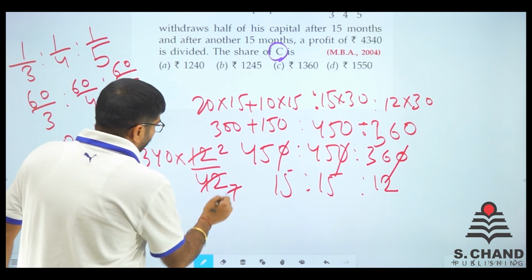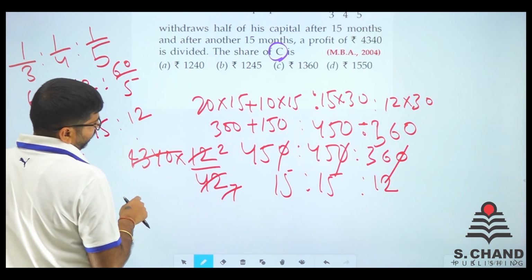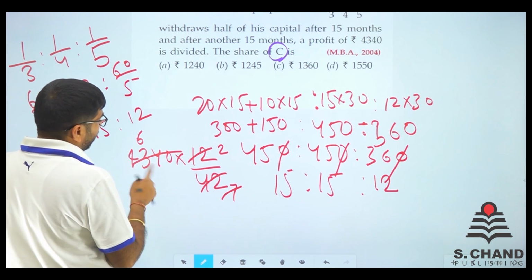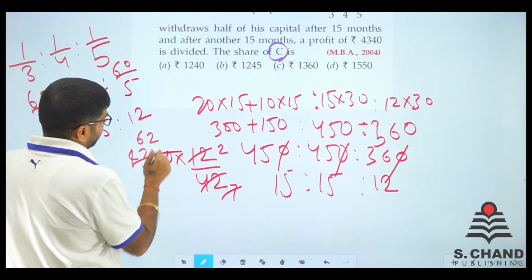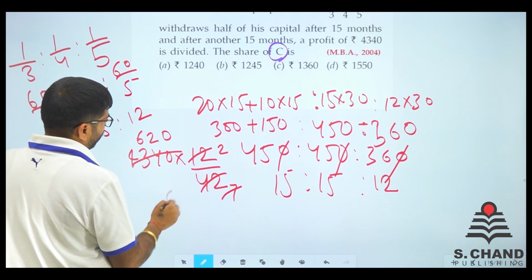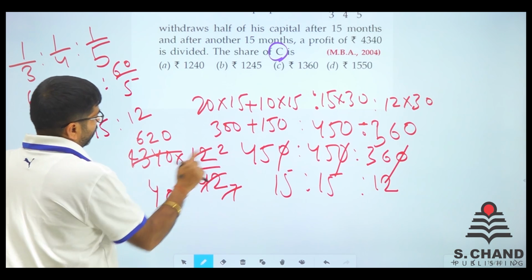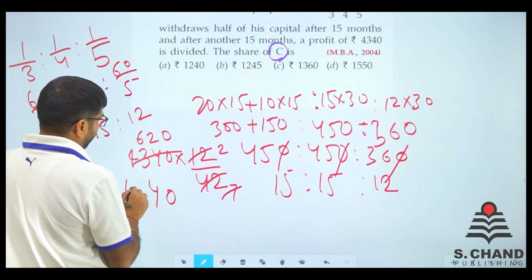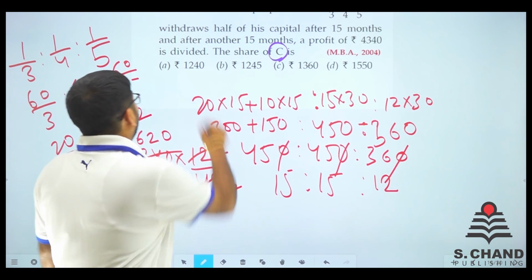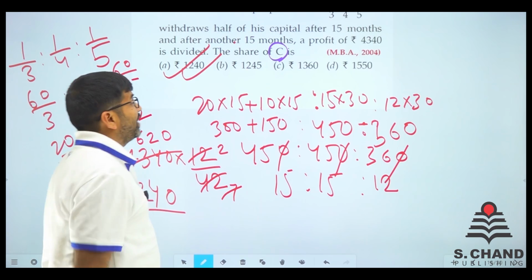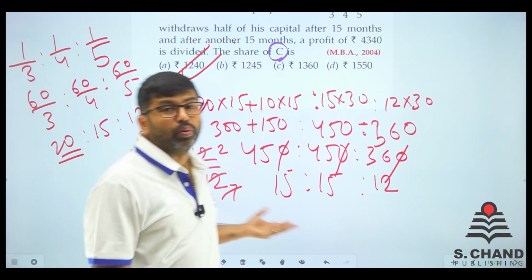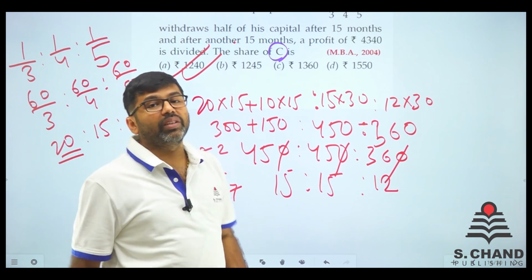Now 7 is divided here. 434. So 7 into 6 is 42. 1 is 14. So we get 2. Then 0. 620 into 2, so 1240. That's it. So 1240 is the answer, and here we go. The share of C is 1240 out of 4340. So in this way you need to do it, and this is again a previous year question.